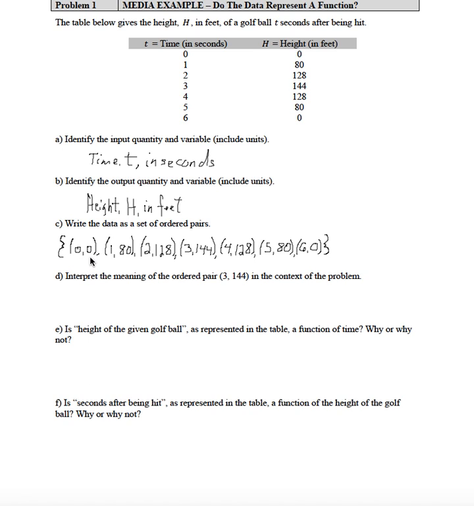So writing out the data as a set of ordered pairs just gives us another way to visualize the information that we were given. So your data set should look like mine. The curly brackets are important, including the ordered pairs is important, and the notation with commas is important because what we're saying is that each of these ordered pairs is an element of this particular set.